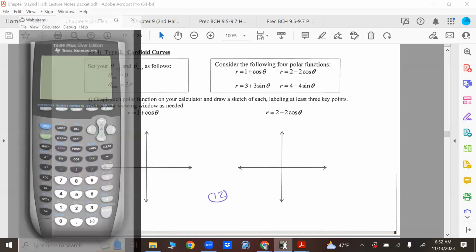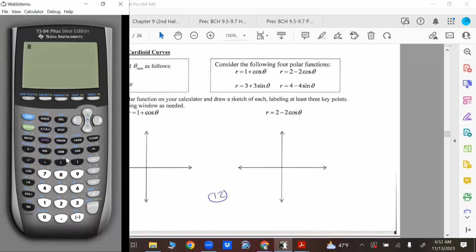1 plus cos theta. So I'll go to my calculator, turn it on, go to mode, make sure radian is selected, and switch to polar. Go to y equals. Let's try it again. Hit enter. There we go. I've got to hit enter a little more carefully. So 1 plus cos theta, and graph it.